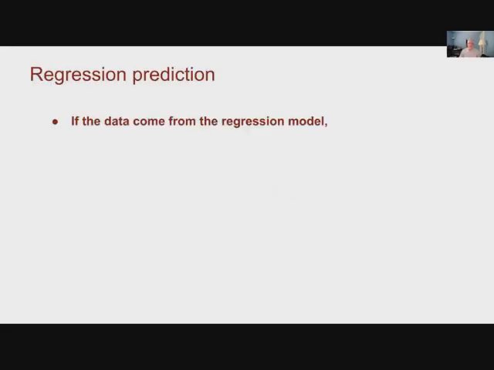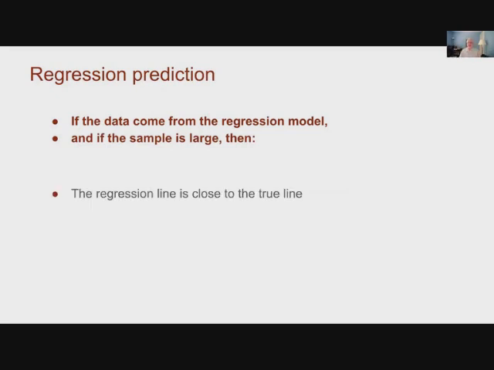So if we have our regression line, we can make a regression prediction. If the data come from a regression model and the sample is large, this is harking back to when we started talking about sampling. If the sample from the population is large, the regression line is going to be close to the true line. And we saw that in that demo. As we increased the sample size, our estimate of what the true regression model was got closer and closer to the true line.